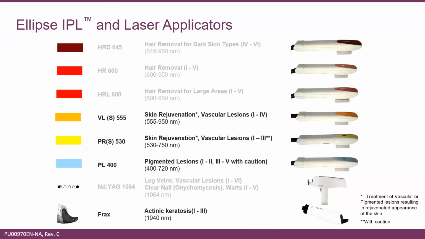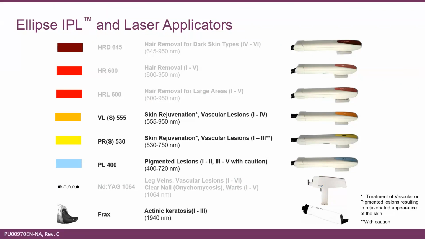We have a number of different handpieces within the range, and I've highlighted the handpieces that we use for pigmented lesions. This could be the VL555, which means that you have an effective range of light from 555 to 950 nanometers, or the PR530, and here we're running from 530 to 750 nanometers. The other option is the PL 400, and this will run from 400 to 720.